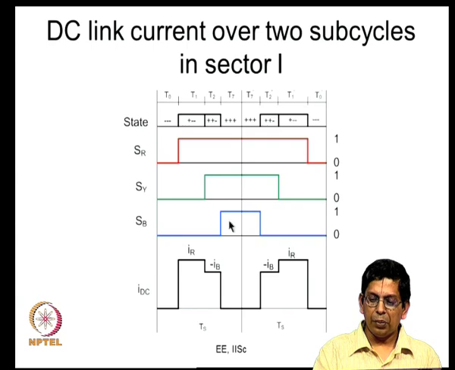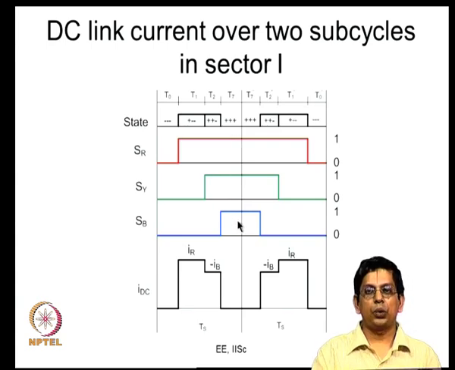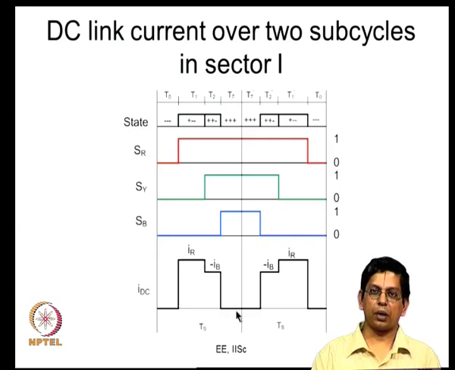Once again, after B also switches, what happens? Now, all the top devices are on. So, SR is 1, therefore SR-IR is equal to IR, SY is 1, therefore SY-IY is equal to IY, and SB-IB is equal to IB. IR plus IY plus IB is 0, because it is again a 3 wire system, the sum of the 3 is 0. So, once again you see there is an inverter state being applied.